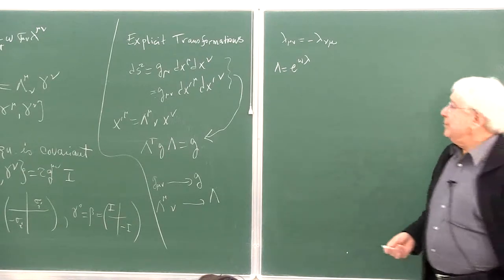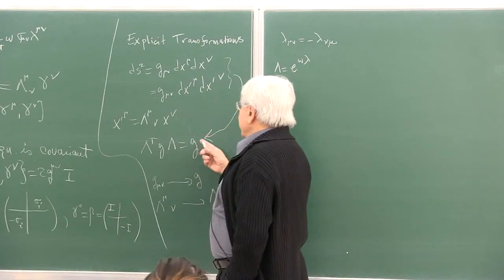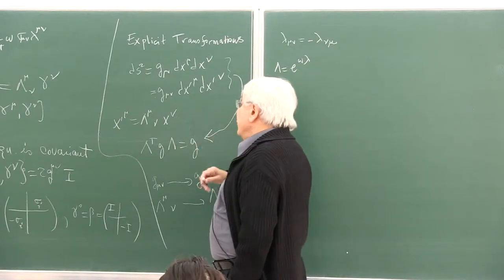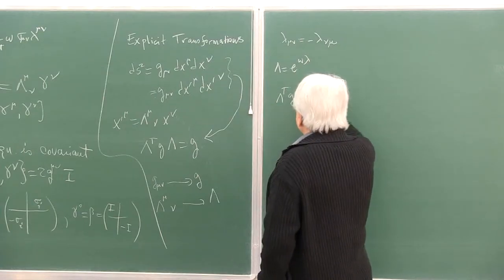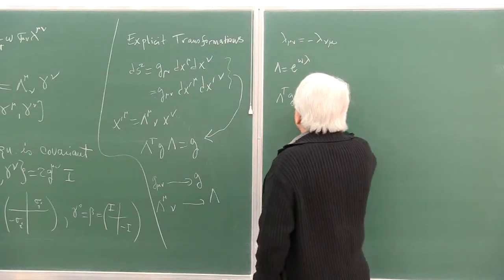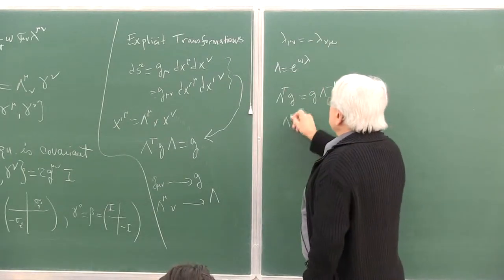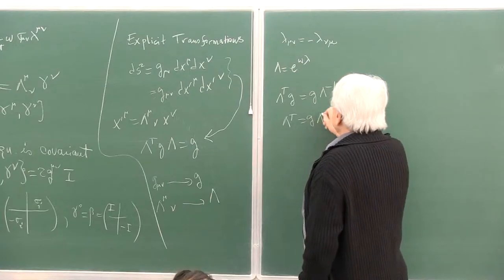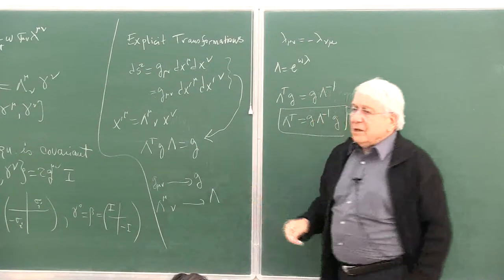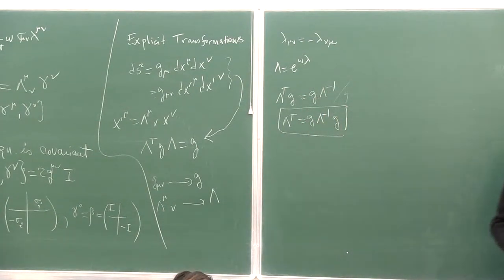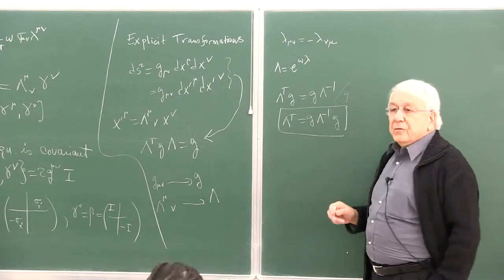Let's do the following. Let's multiply this equation from right by the inverse of lambda, as a first step, and then by g once more from the right. So you have this g lambda inverse g relationship. It's equivalent to this one directly. It is a little more aesthetical because it tells you the relationship between the transpose and the inverse of lambda.